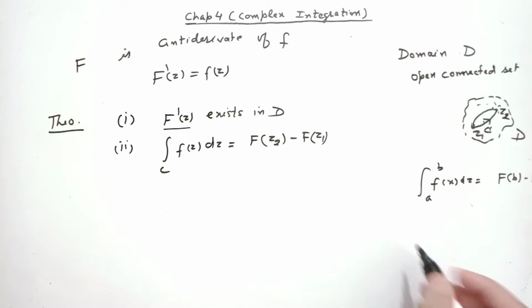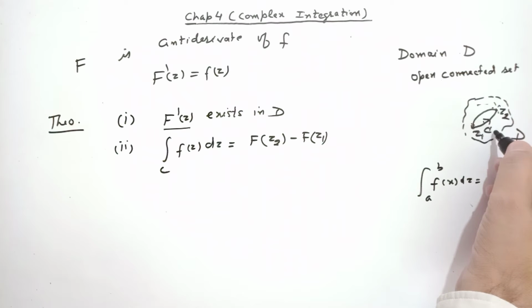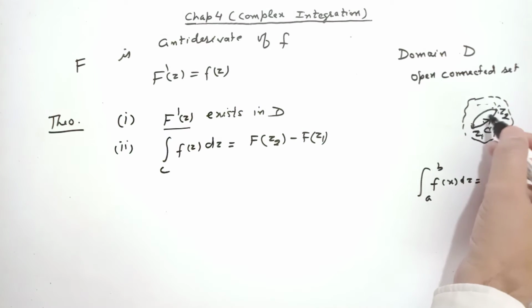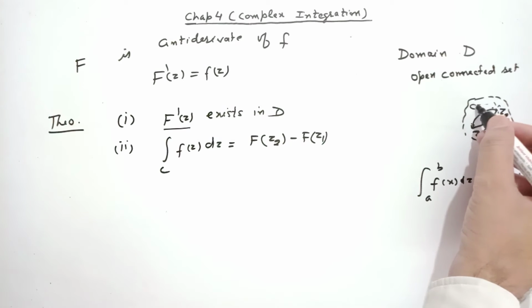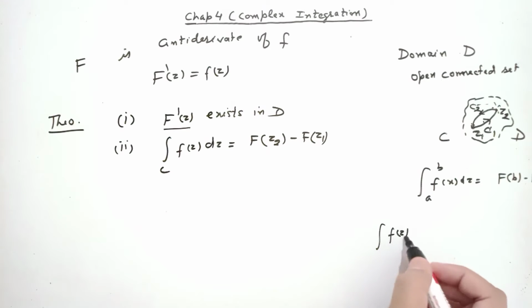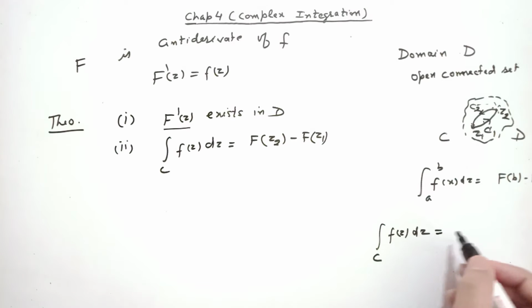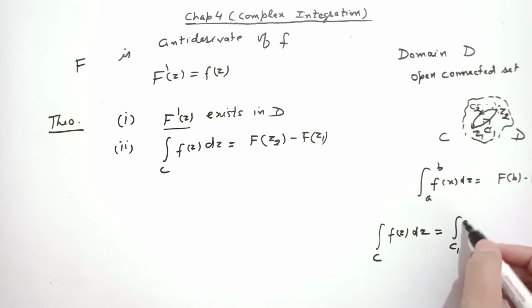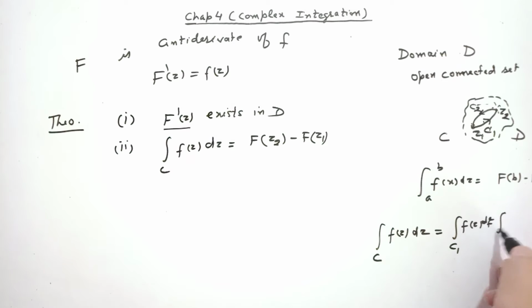It is a closed path. Let's say this part is C1, this part is C2. And let's call this whole contour as C. So integral of f(z) along C can be written as integral of f(z) along C1 plus integral of f(z) along C2. This is f(b) minus f(a), f(z) along C2.